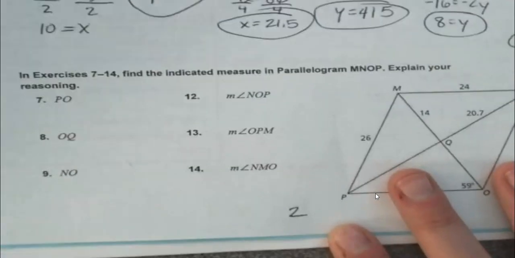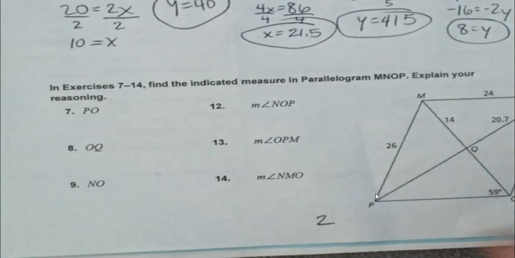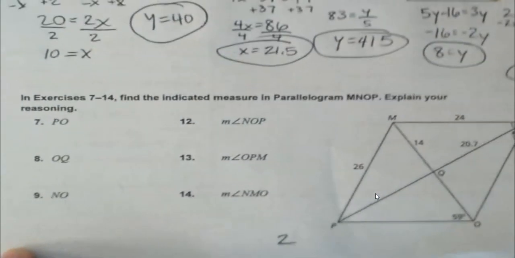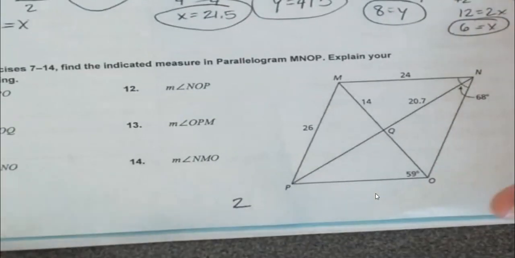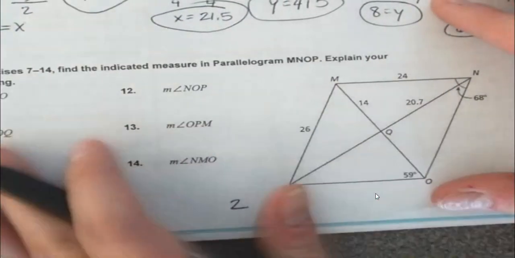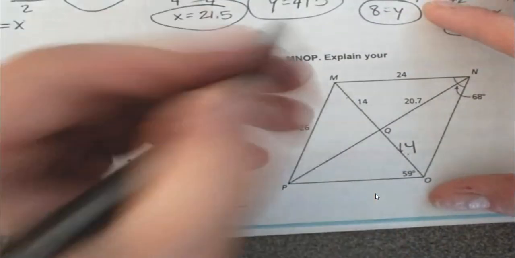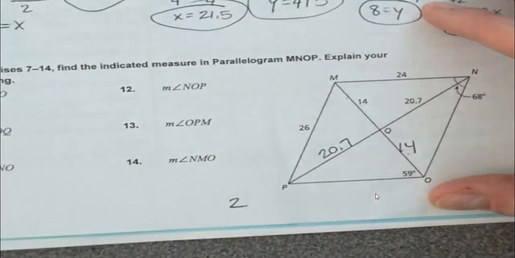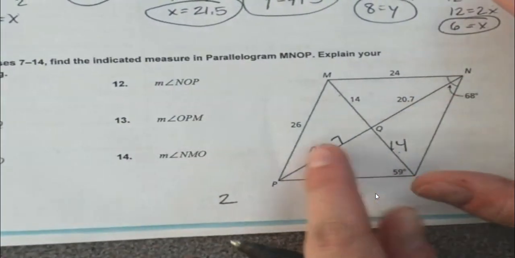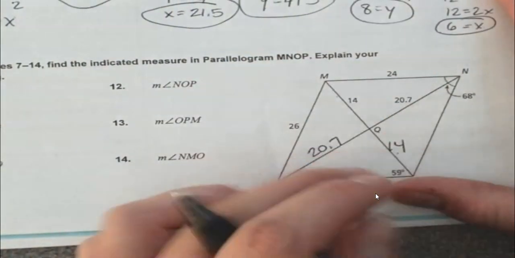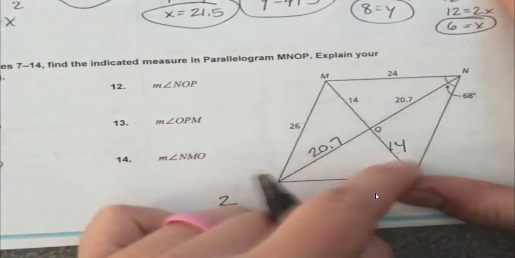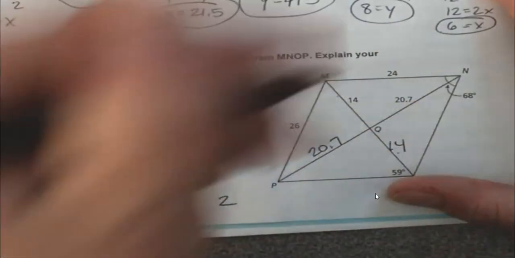All right. Perfect timing. Let's do this real quick. Things that we know. The diagonals bisect each other. So even before I read these over here, I'm just going to write these in. If this one's 14, so is that one. If this one's 20.7, so is that one, because they cut each other in half. But notice one's longer than the other. So this one's not equal to that one, but the opposite ones are equal.